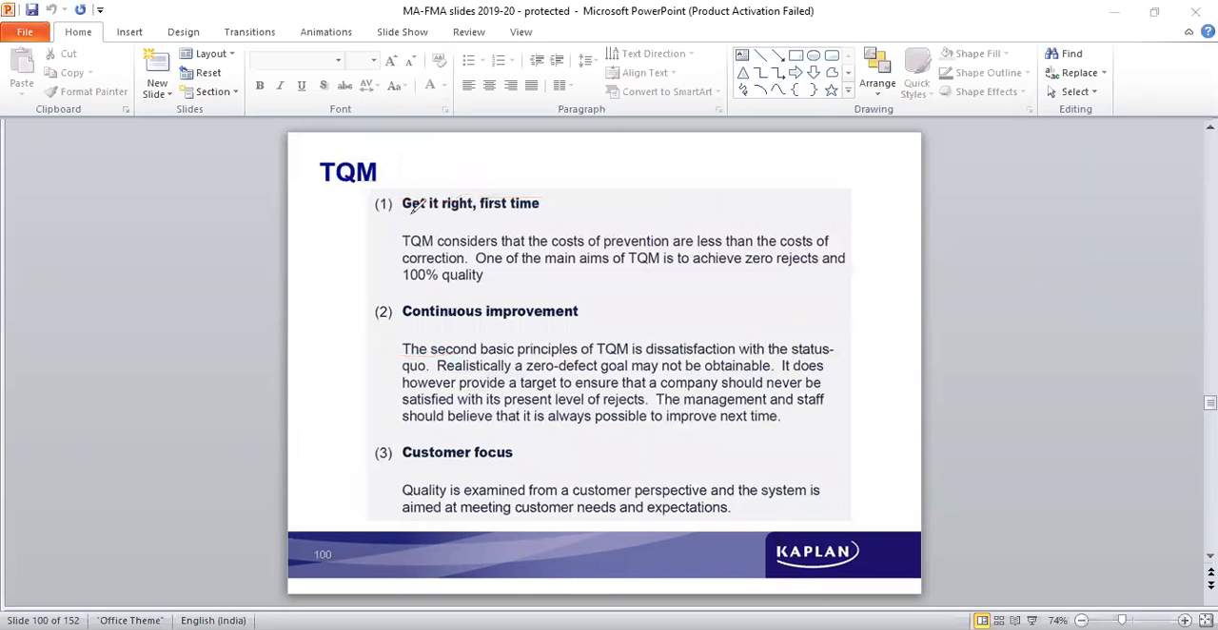Get it right first time. So it says that the very first time when it is taken up, it should be perfect. TQM considers that the costs of prevention are less than the costs of correction. One of the main aims of TQM is to achieve zero rejects and 100% quality. No defective product is allowed to be produced.